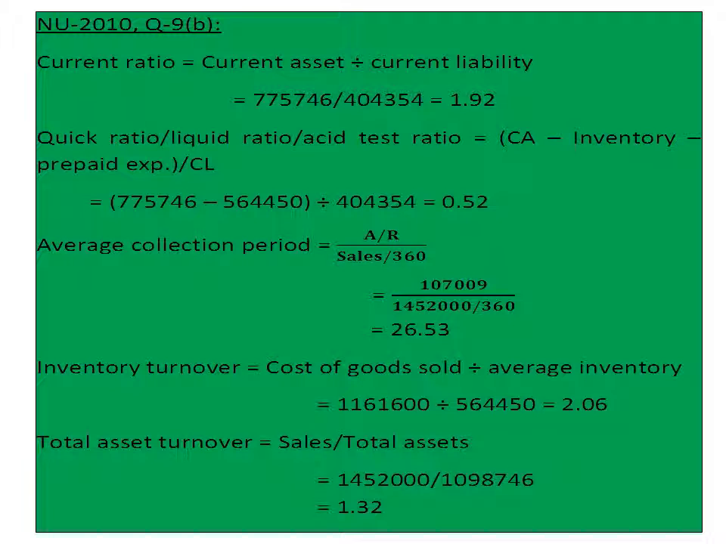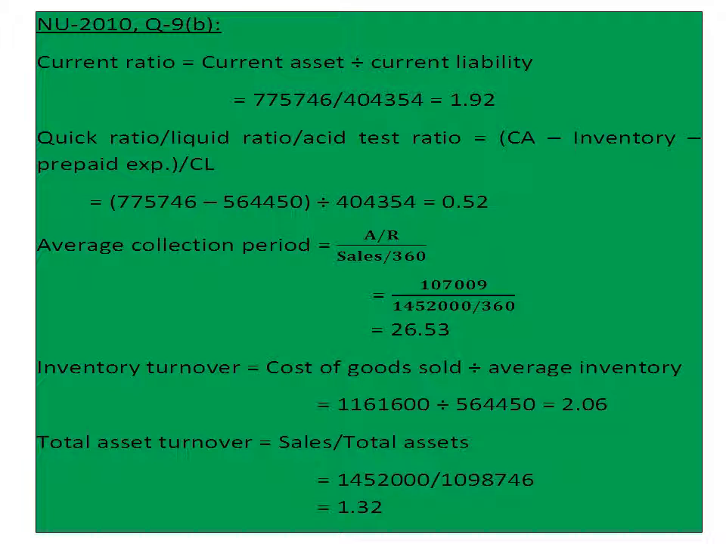Now, National University 2010 question 9b. Prepare common size balance sheet, and B. Calculate common ratio. Now we calculate common ratio. First of all, current ratio equals current asset divided by current liability. The result is 1.92. Quick ratio, or liquid ratio, or acid test ratio, equals current asset minus inventory minus prepaid expense divided by current liability.